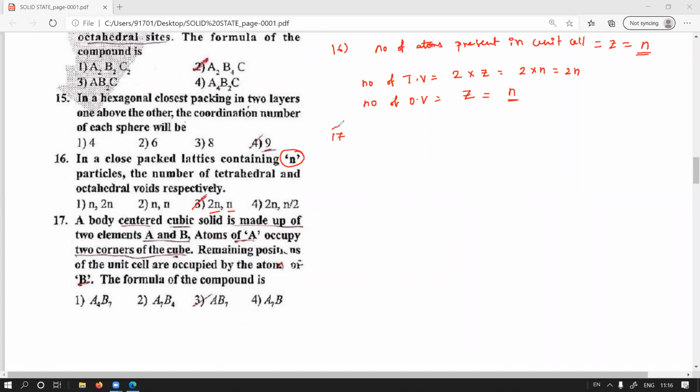Let's see the 17th question. A body-centered cubic solid is made up of two elements, means BCC crystal structure, with two elements A and B. So the BCC, body-centered cubic crystal, has two elements, A and B. The atoms of A occupy two corners of the cube, means A atoms are present only at two corners. At each corner the atom's contribution is equal to 1 by 8. 2 into 1 by 8 is equal to 2 by 8. Okay, it is very clear.